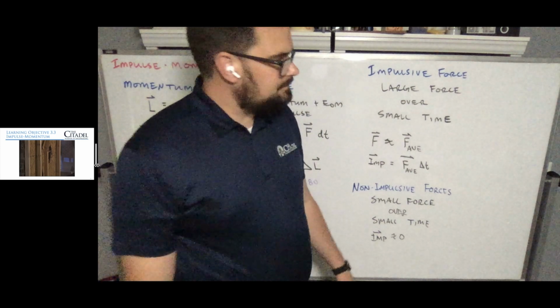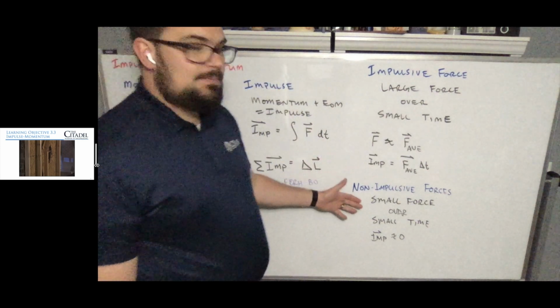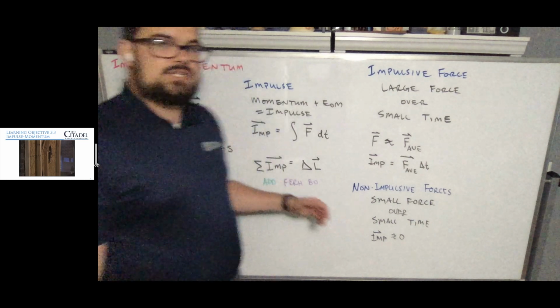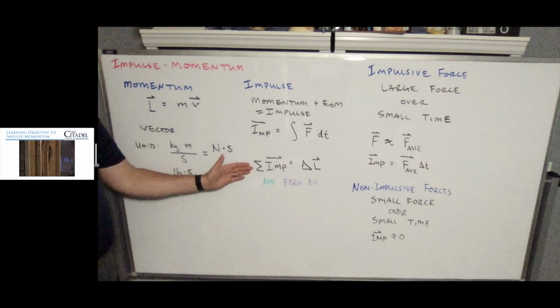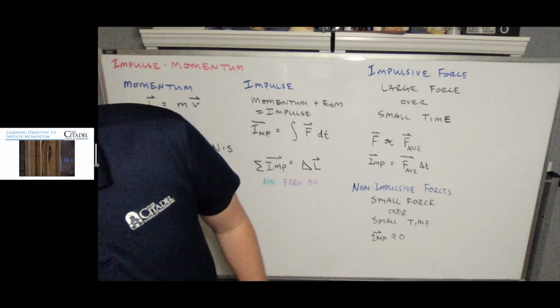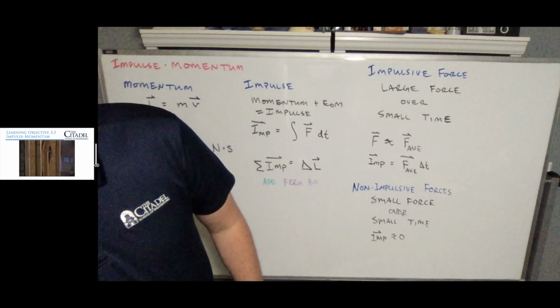And so when we think of these non-impulsive forces, we're typically going to use them to simplify our equations so that we can set up an impulse momentum equation that's easier to solve. So we've talked about Kevlar, we've talked about the storm shelters.